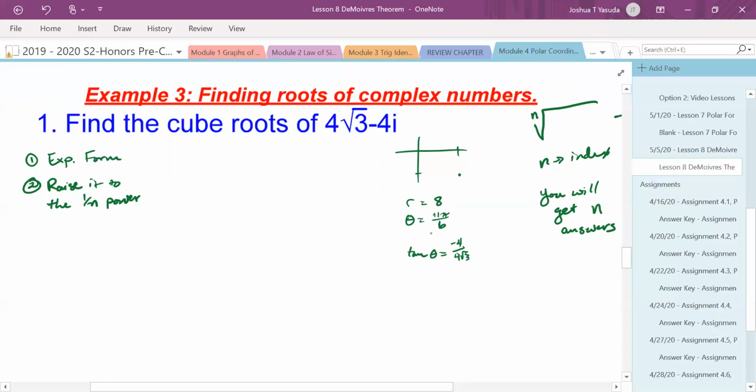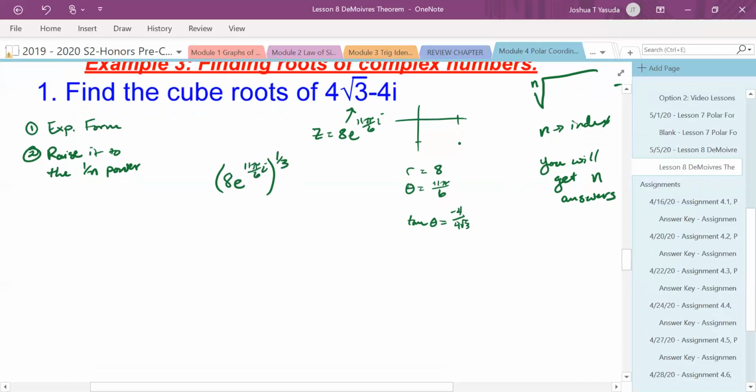Okay, this is going to get crazy. All right, so z equals 8 e to the 11 pi over 6 i. And now we're just going to raise it to the 1/3 power. So (8 e to the 11 pi over 6 i) to the 1/3.